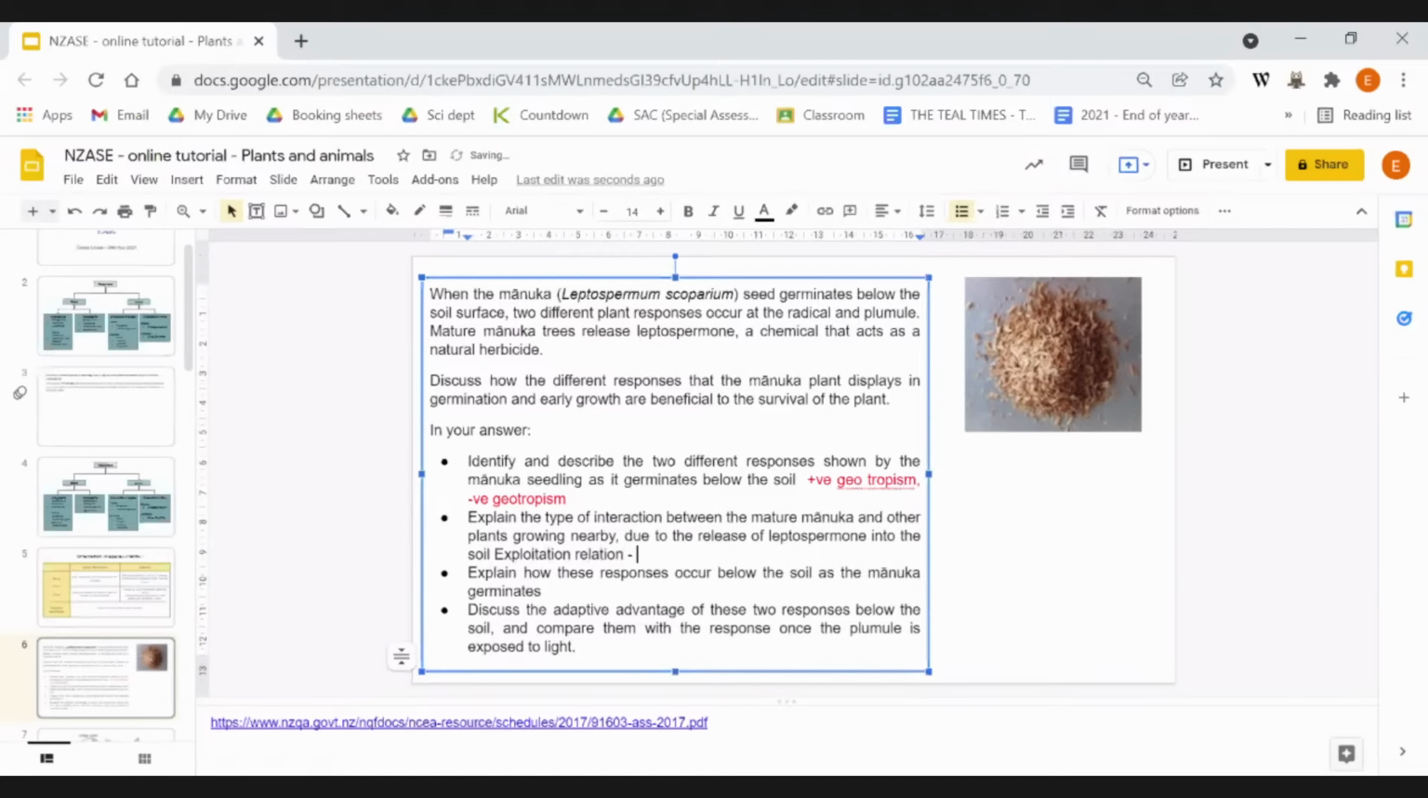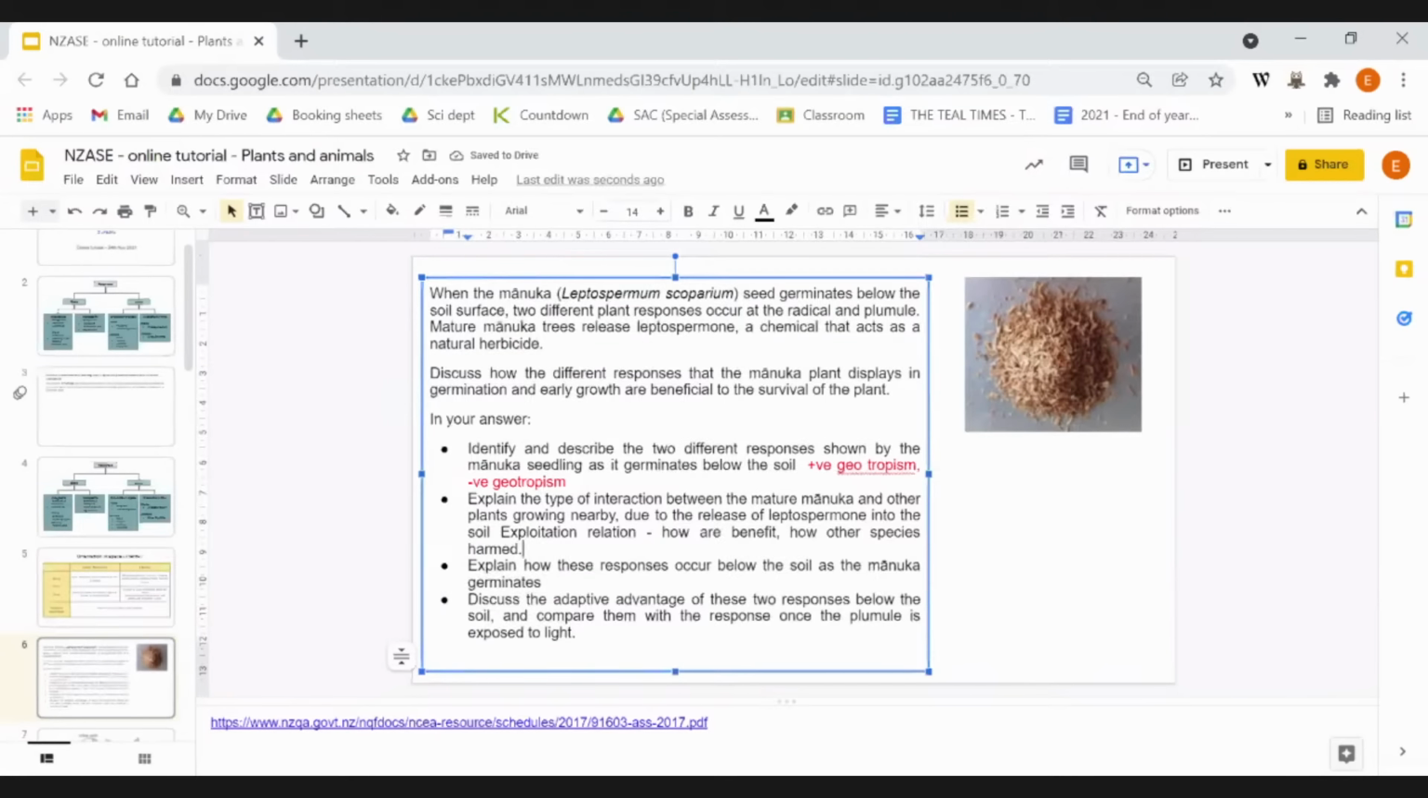And because it's a how question, it's an explain, you want to say how are they benefited and how are they harmed? How is the other species harmed? Cool.